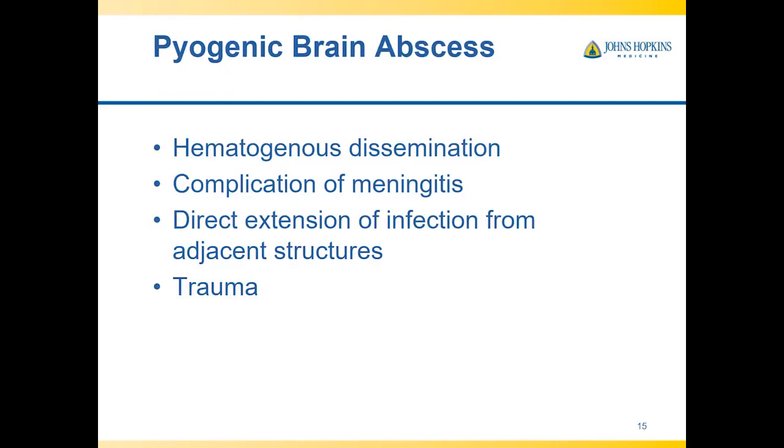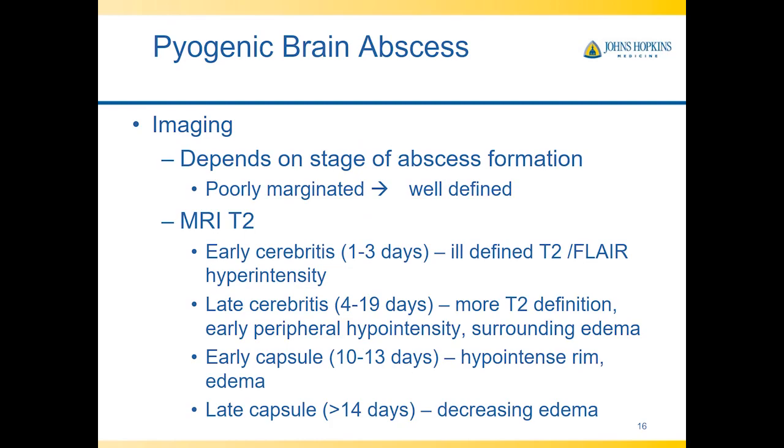So pyogenic brain abscesses can occur as a complication of meningitis, or they could occur as a complication of hematogenous dissemination of infection elsewhere in the body, or from direct extension of infection from adjacent structures resulting in a focal cerebritis with abscess formation, or rarely as a sequela of trauma. So imaging of a pyogenic brain abscess depends upon the stage of abscess formation.